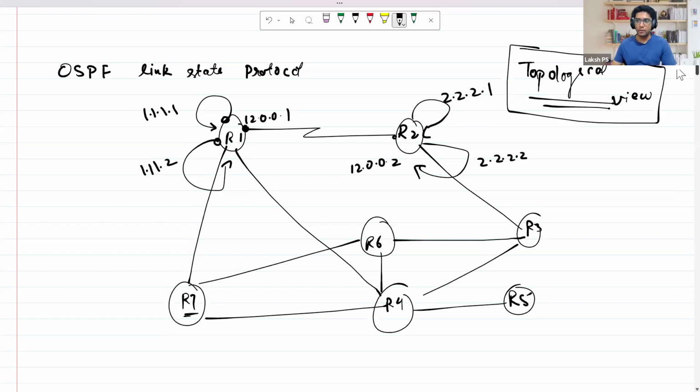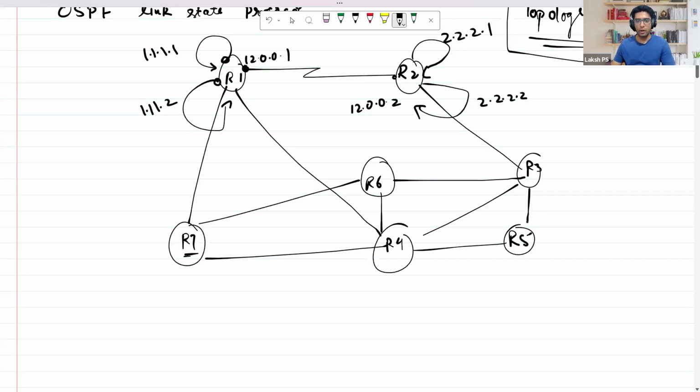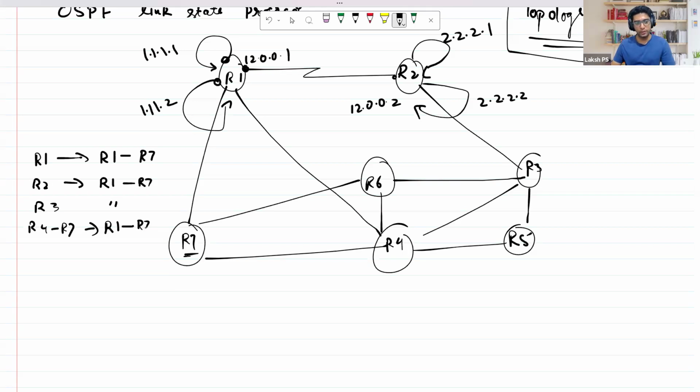All right. Now, as I was discussing, when all the routers have the topological view of the whole network, meaning that all the routers in this particular small network from R1 to R7, R1 will have the database information of R1 to R7. R2 is going to have the database information from R1 to R7. R3 is also going to have the same. R4 to R7, all of them will have the database information of all the routers in the network. Okay, this was my point to explain this whole process.